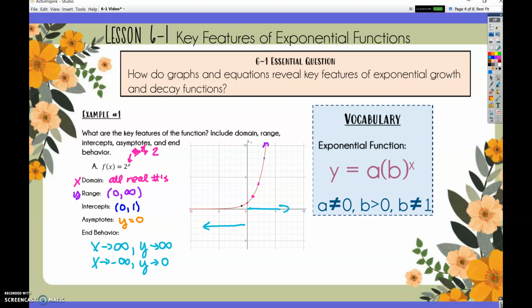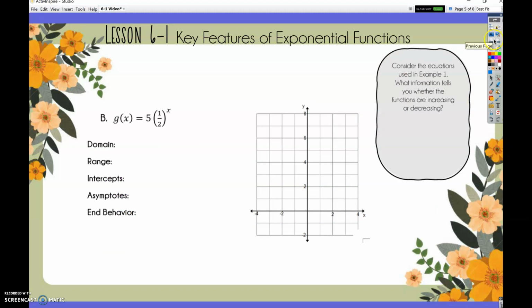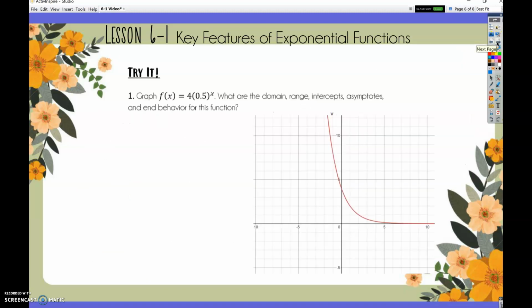So for each of these functions, you could try your example 1 part B and check the answer key. Your try it is in the same fashion. I did graph this try it. Notice how it asks for the domain. Generally, guys, for your exponentials, your domain is all real numbers. You can plug in any number you want.